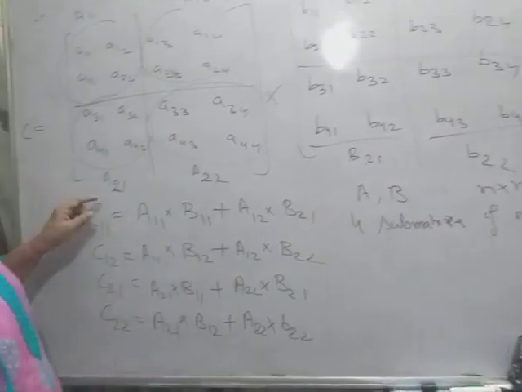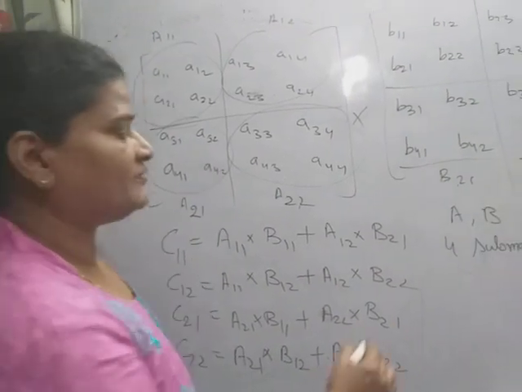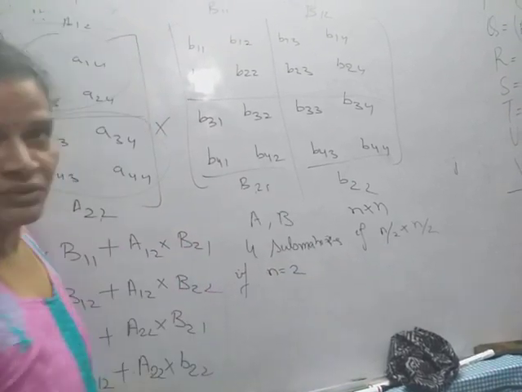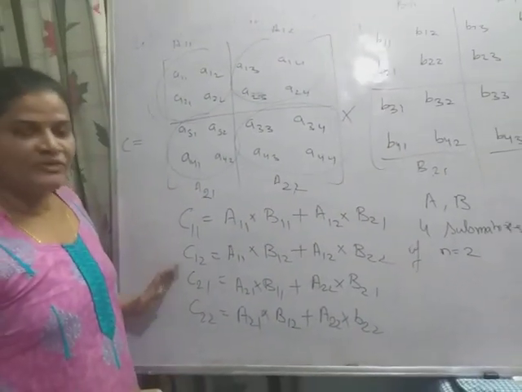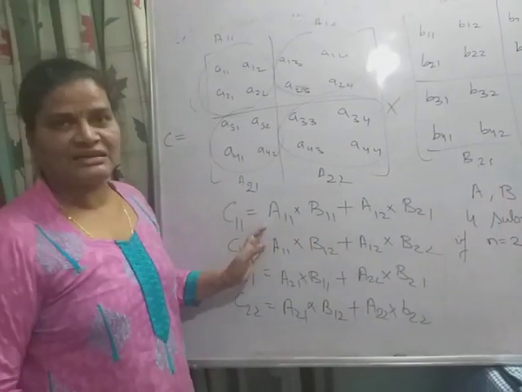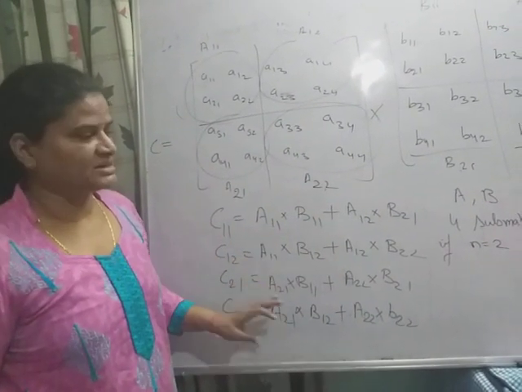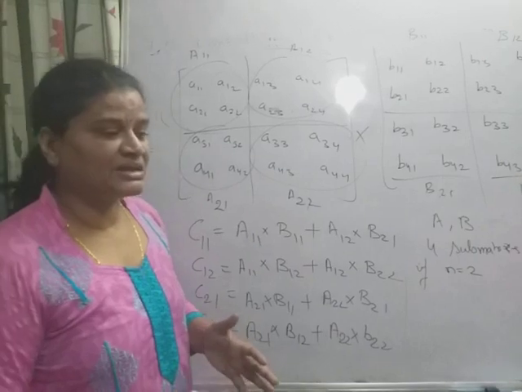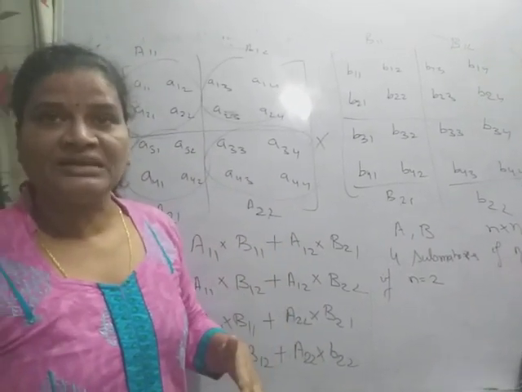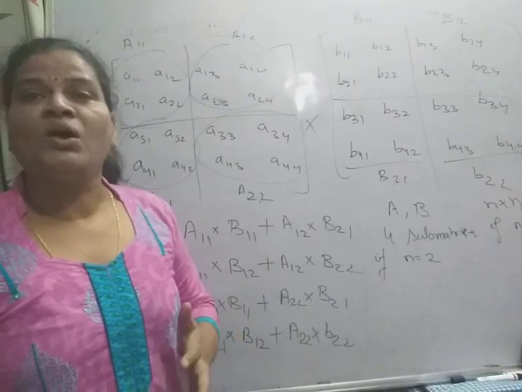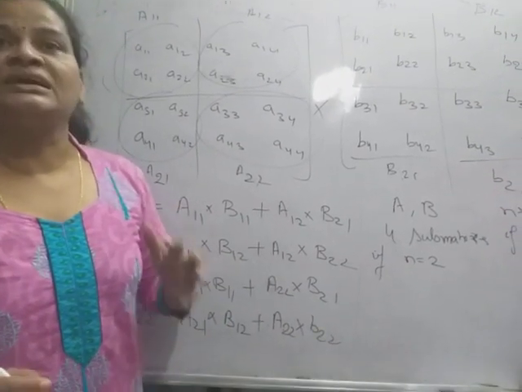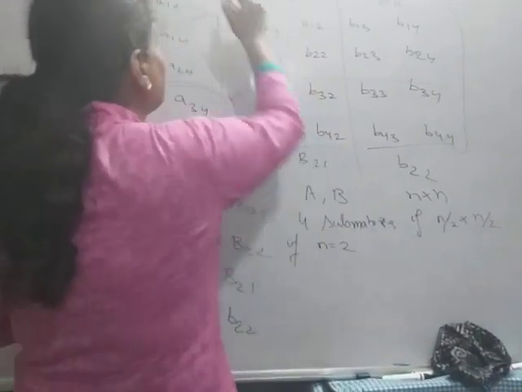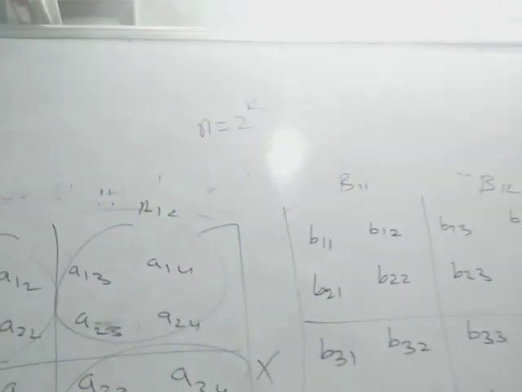Okay, so in this case, if n is equal to 2, then we can directly multiply these elements. All these are floating point numbers or real numbers. But if n is greater than 2, because we are simply dividing the matrices every time into order n by 2, here I am assuming that n is an integral power of 2.